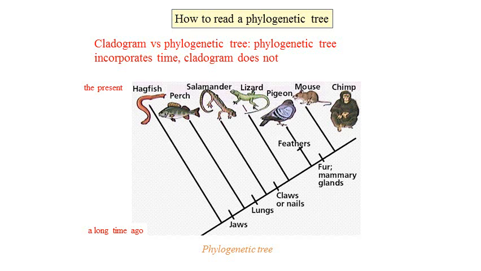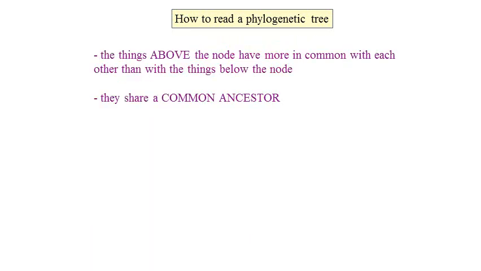Another feature of phylogenetic trees is that each of the little nodes here or here represents not only a branching point in terms of traits, but tells us that there was a common ancestor to all the other organisms that come after that point in time. So that common ancestor developed the trait through evolution and then passed that trait on to its descendants. So what else do we know? If you want to summarize, things above a node have more in common with each other than they do with things below the node, and those organisms above a node share a common ancestor.